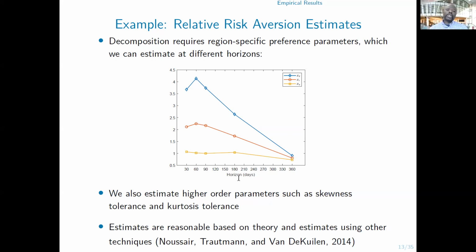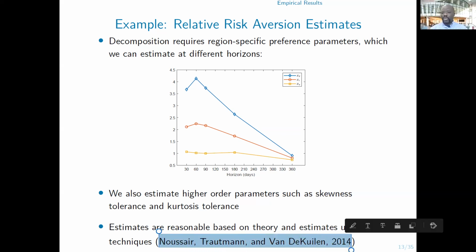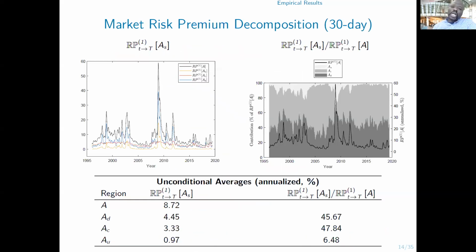Okay, good. We also estimate higher order preferences, and these are in the paper as well. They are pretty consistent with the findings in a paper that appeared in the Review of Economic Studies a few years ago. So now let me go to the results.